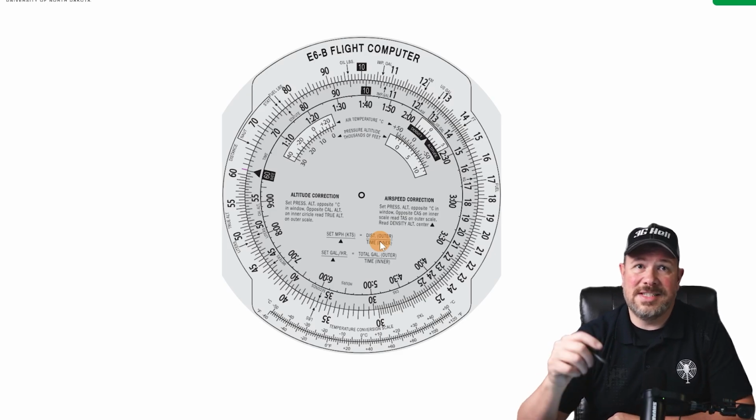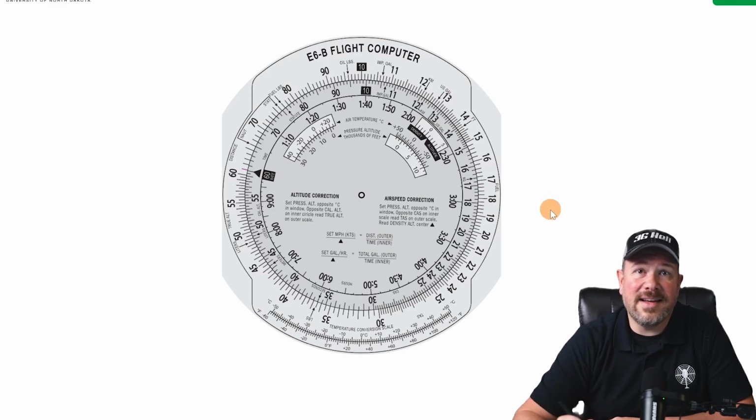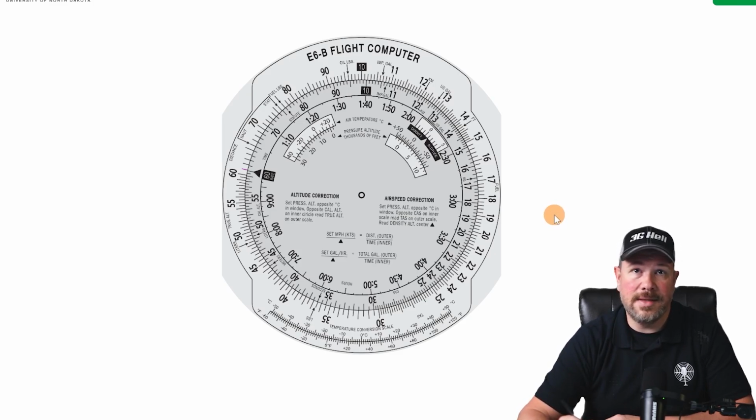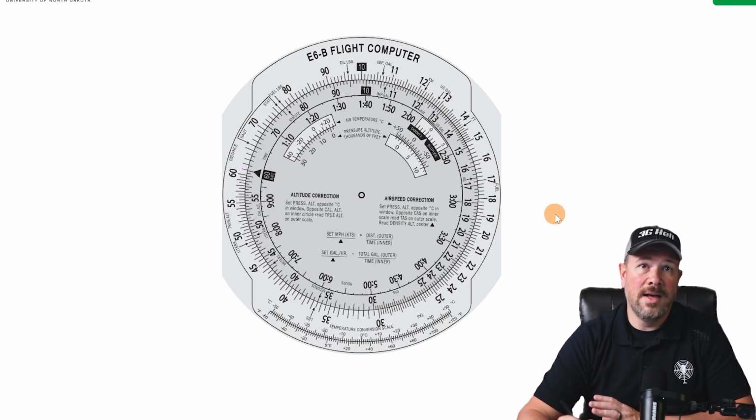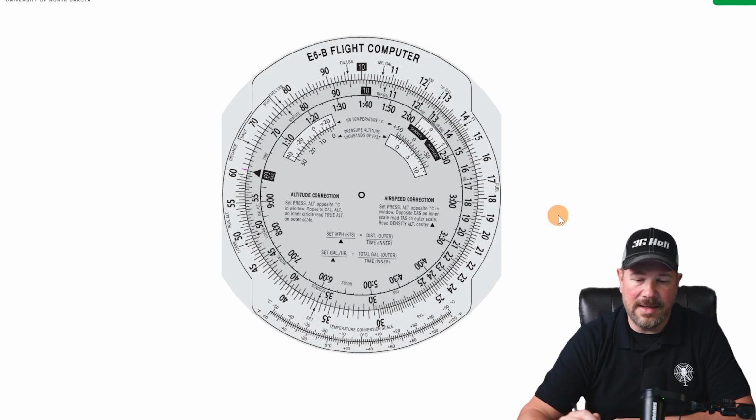There's also fuel consumption, like fuel burn rate. To calculate fuel consumption, set your known fuel burn rate, for example gallons per hour, on the outer scale opposite the time on the inner scale, then read the total fuel consumption opposite the total time on the inner scale, or total fuel used. We'll go over all of this in subsequent lessons.